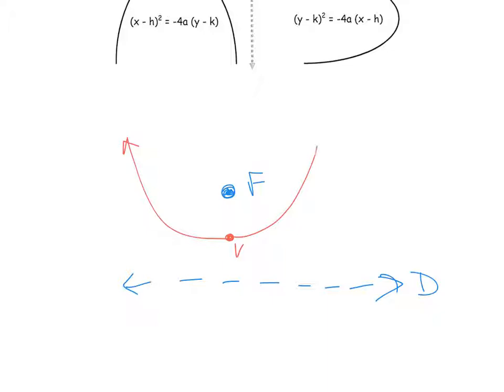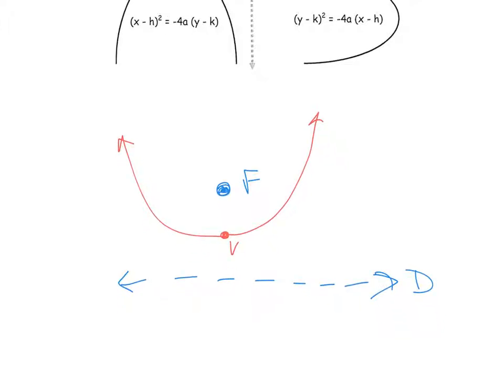We always hug the focus. We never cross the directrix ever. Don't ever touch the directrix. Don't go through it. Don't go near it. It is just there as a barrier so that you do not cross it. So for example, you would not be able to move that parabola past the directrix.